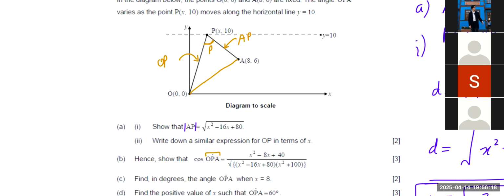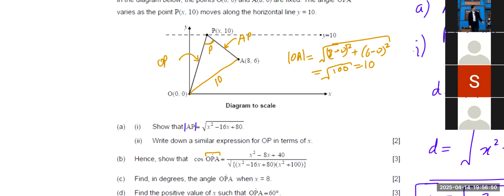The length of this side can be found by using the distance formula, which will be 8 minus 0 whole squared plus 6 minus 0 whole squared, which is 64 plus 36, which is 100. Square root of 100 is 10. So the length of this side is 10. Again, I'm trying to find the length of OA, which is 8 minus 0 whole squared plus 6 minus 0 whole squared, which is square root of 100, which is 10.